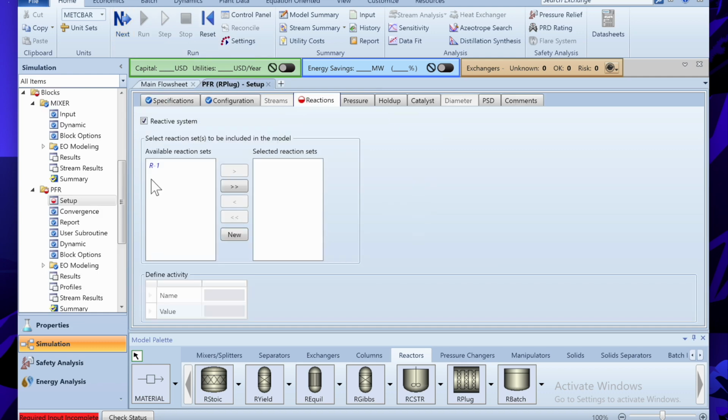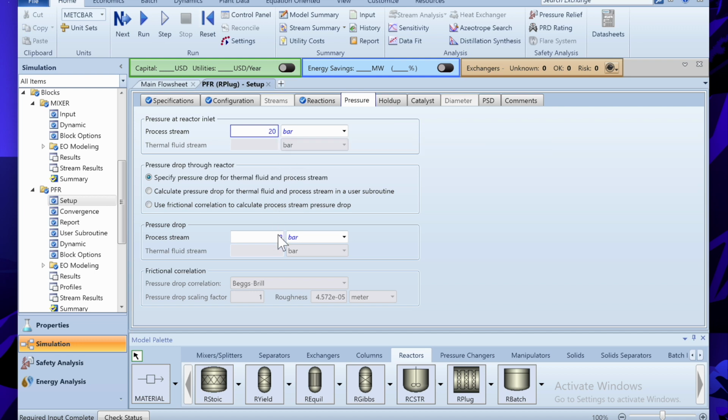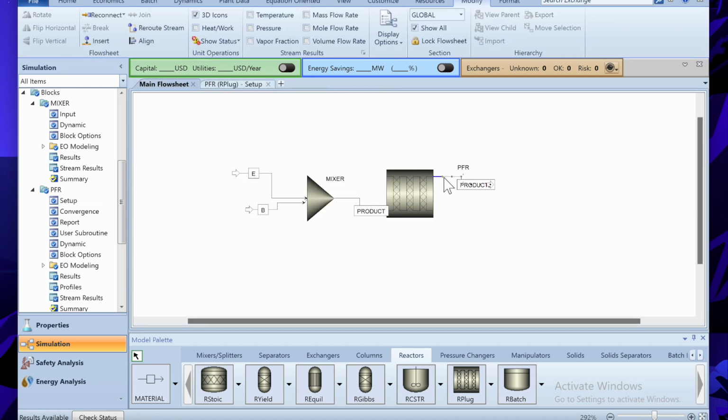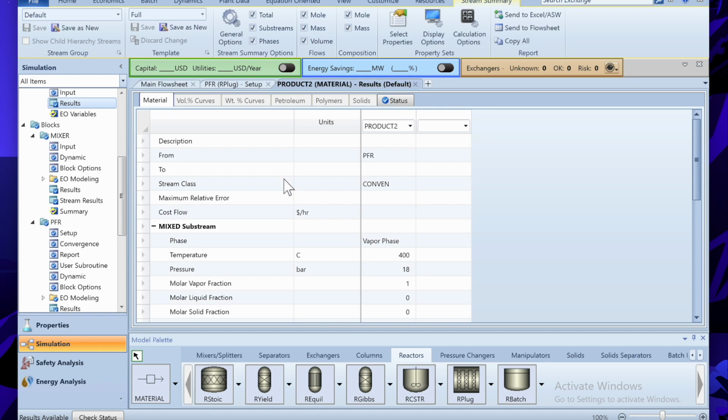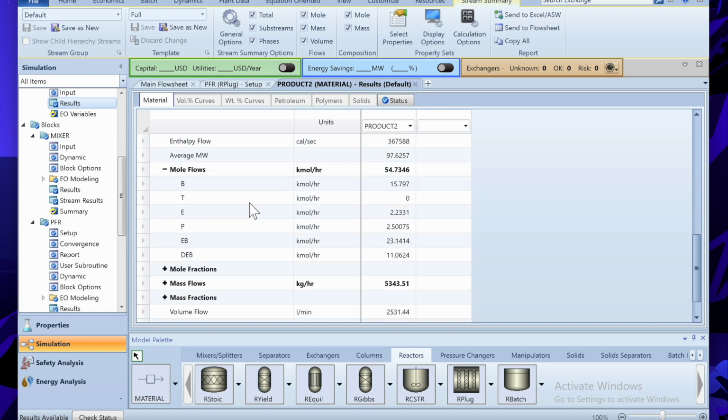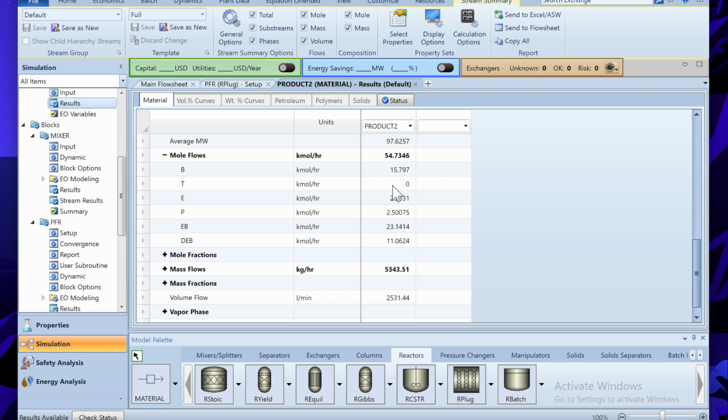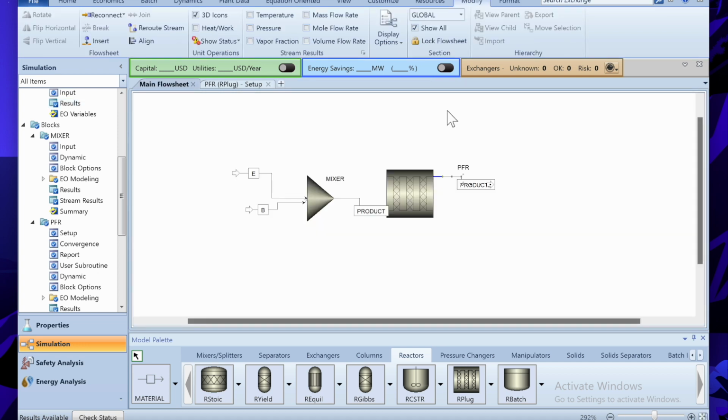Aspen Plus will automatically take you to the next step. Then you can see there is a pressure. So pressure is 20 bar, pressure drop is 2. So now you can run the simulation. Results are available, so you can check the results. Okay, we are getting some results, so this is good. Toluene is fully consumed because of the high residence time in the reactor.